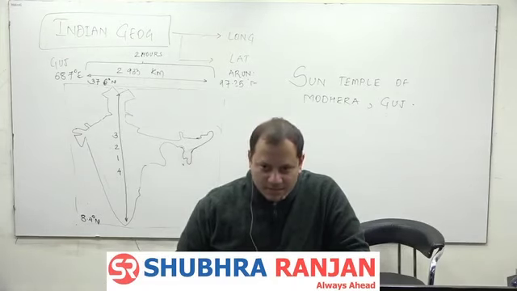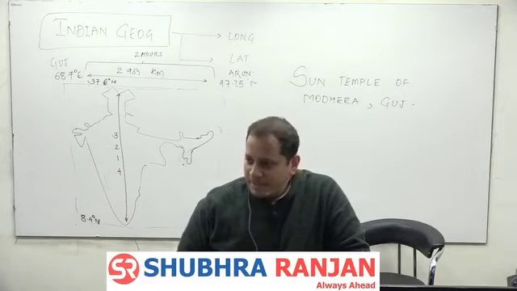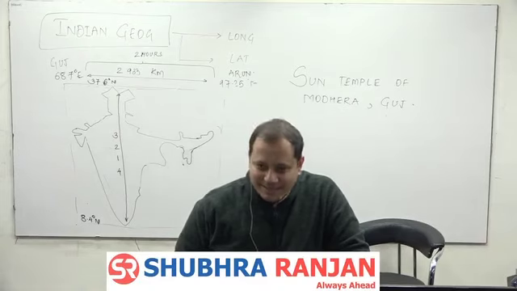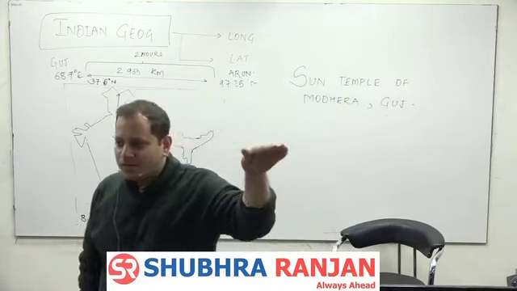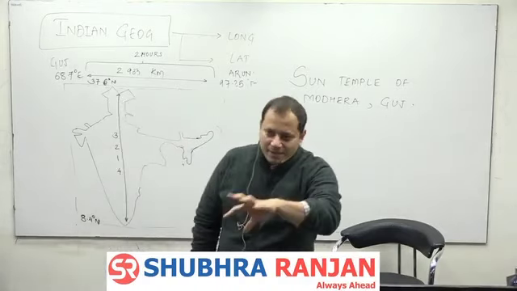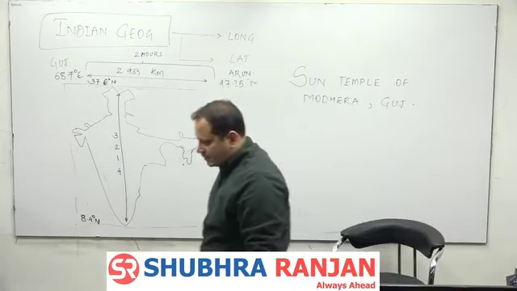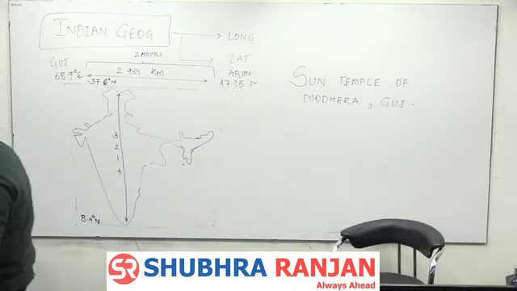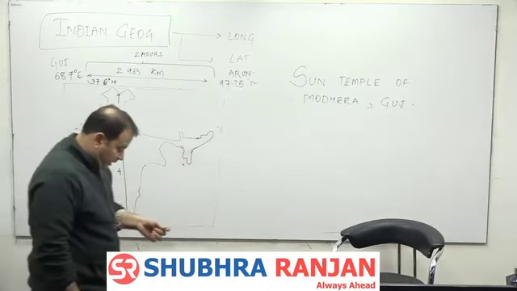Since the Pre-Cambrian era, from that time it has not gone under the sea. Maybe some part, the western coast of India, may have gone, but the entire peninsular plateau has not undergone submergence. Therefore, it is one of the most stable landmasses of the world.